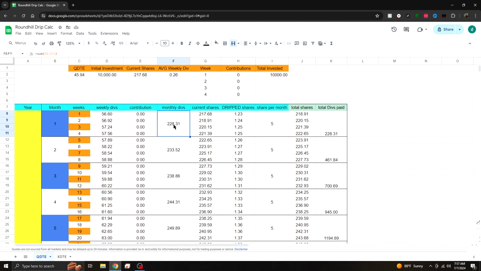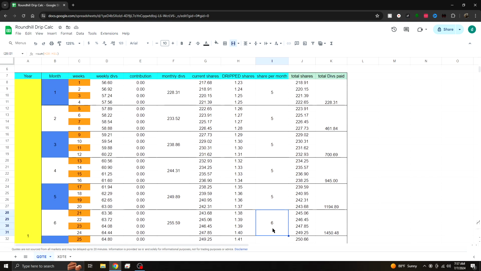The monthly dividend, so if you add all of these up, you'd get 228. So 228 for the month, and then you'd have a total of 5 shares for this month. So let's just look here. So we're getting 5 shares. Let's see when we get 6 shares. Let's scroll down. So it'll take you 6 months to get 6 shares.